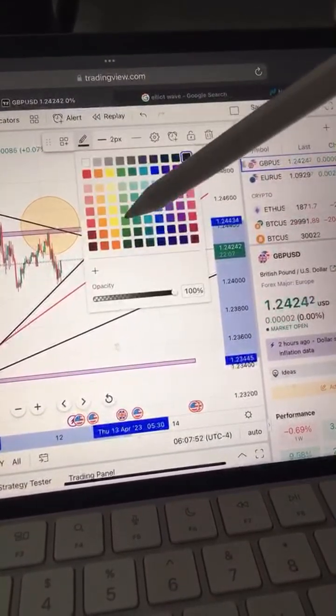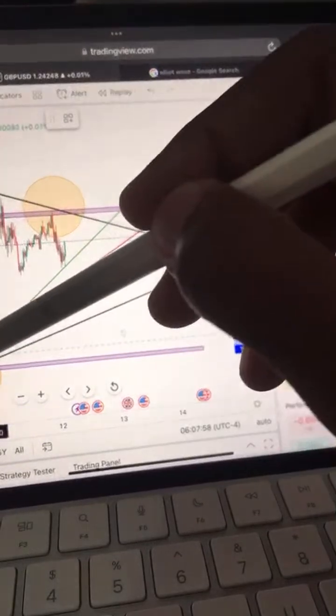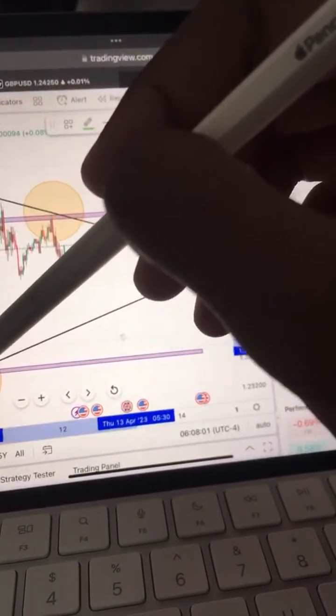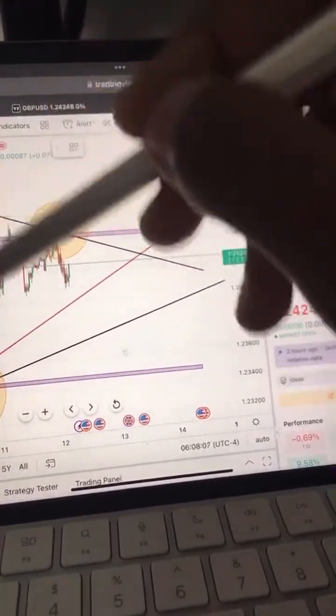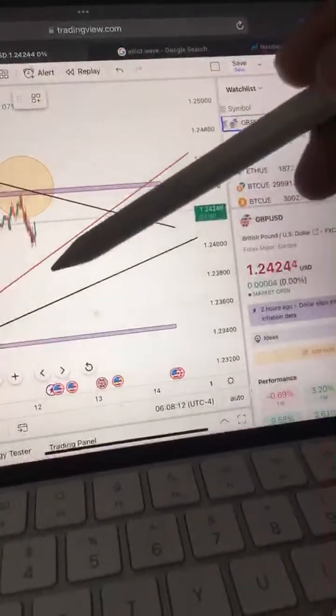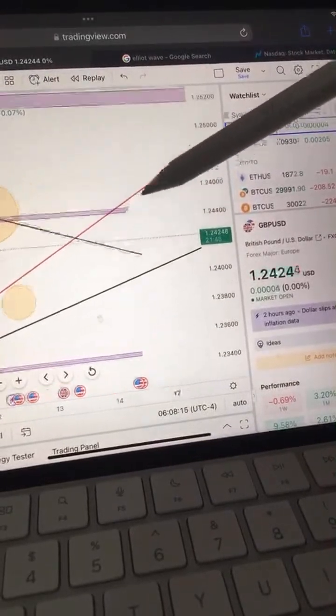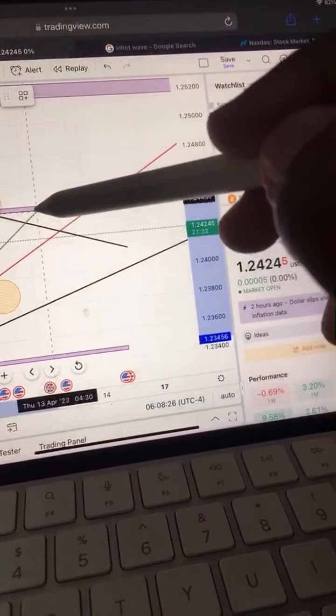let me use green. On M30 I have my touch one and my touch. Let me check if there is a confirmation first. Here there is no confirmation, so I'll use this as my touch. Let me start here.